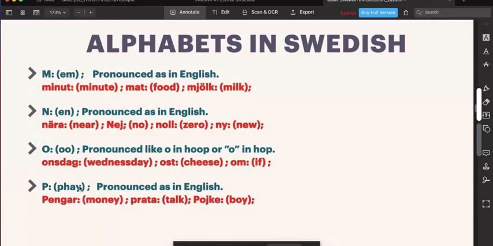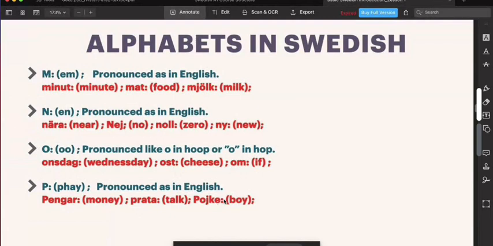And after that you can pronounce letter P. The first one is pengar, money. And next is a very common verb, prata. Jag pratar svenska. I speak Swedish. Jag pratar engelska. I speak English. Pojke, boy.